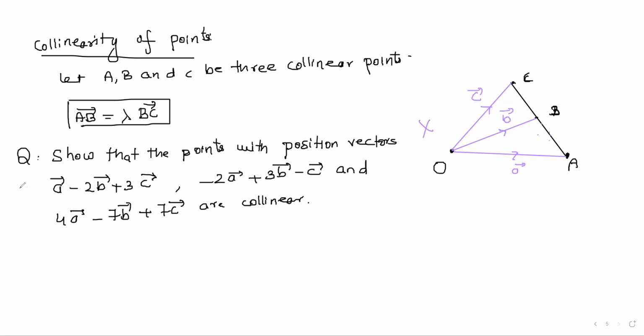So you can say this is a point A which has this position vector, there's a point B having this position vector, there's a point C having this position vector. Okay, please try this.